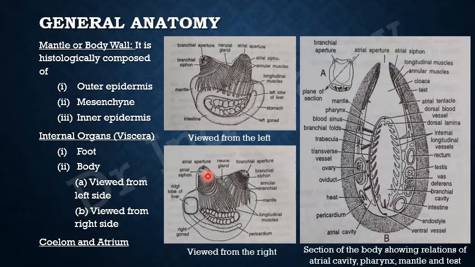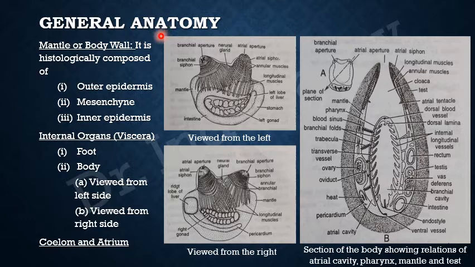Then we are going to do the coelom and atrium, the coelom cavity and the atrium cavity, and what is the difference between both. And in the end, because it is related to all these diagrams, I am going to show you the locomotion and the movement which takes place due to the presence of these specified muscles. So first we will come to general anatomy.